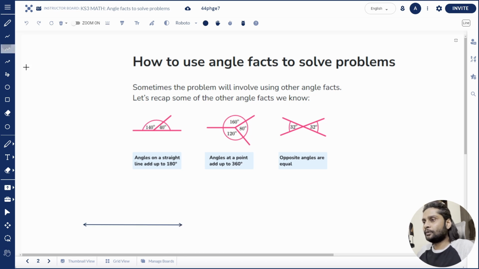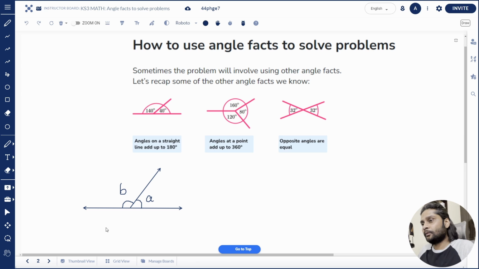It means that if you have a straight line and two adjacent angles are formed on that, they will form 180 degrees. Say this angle is A, the other angle is B. So the sum of both the angles A and B has to be 180 degrees. That's called the linear pair property.